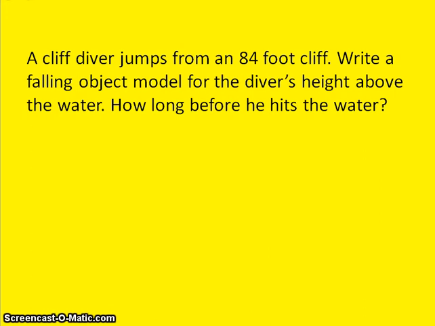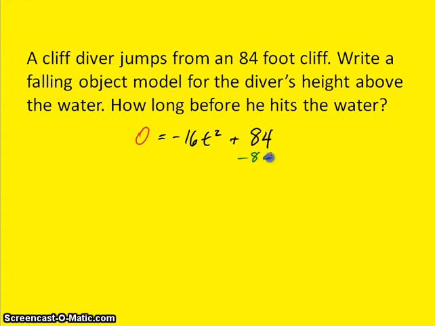Here's another example. Do not try this at home, unless you have a cliff with a big pool underneath it. So a cliff diver jumps from an 84-foot cliff. And he's jumping into a big, deep thing of water. Write a falling object model for the diver's height above the water. So the height is equal to negative 16 t squared plus the initial height, which is 84. And we again want to know when he hits the water. So we want to know when it's equal to 0.